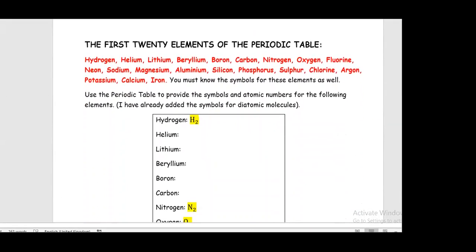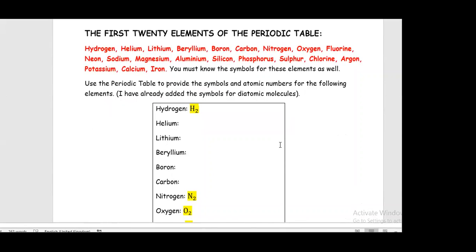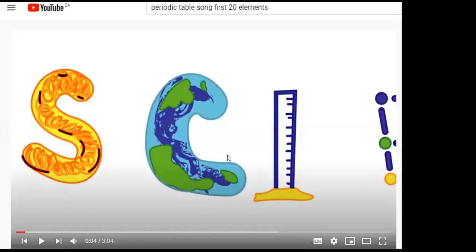All right, guys, one of the last things I want to talk to you about is that we need to know the first 20 elements of the periodic table, including iron. Iron is not part of the 20, but you need to know iron as well. So it's hydrogen, helium, lithium, beryllium, boron, carbon, nitrogen, oxygen, fluorine, neon, sodium, magnesium, aluminium, silicon, phosphorus, sulfur, chlorine, argon, potassium, calcium, and iron.